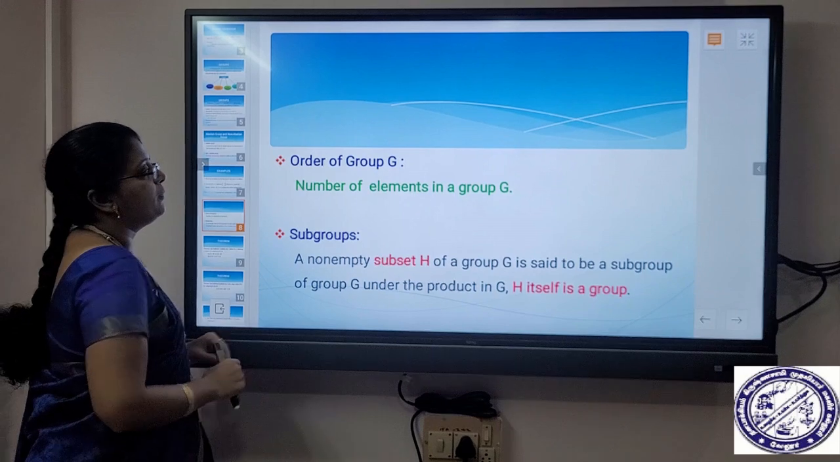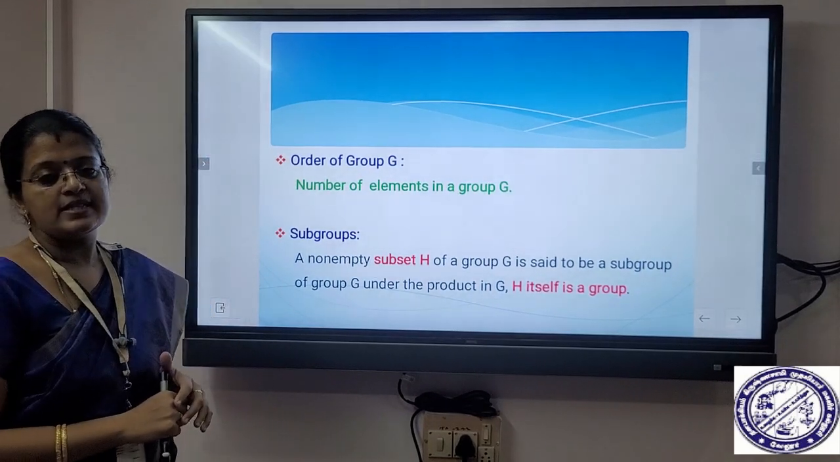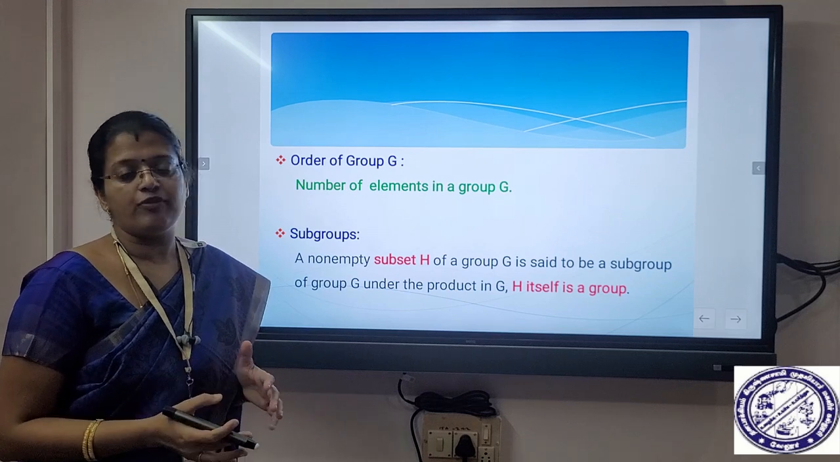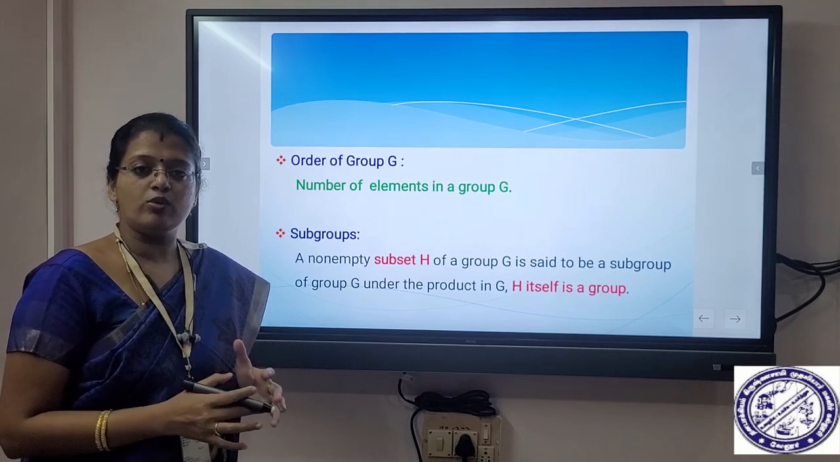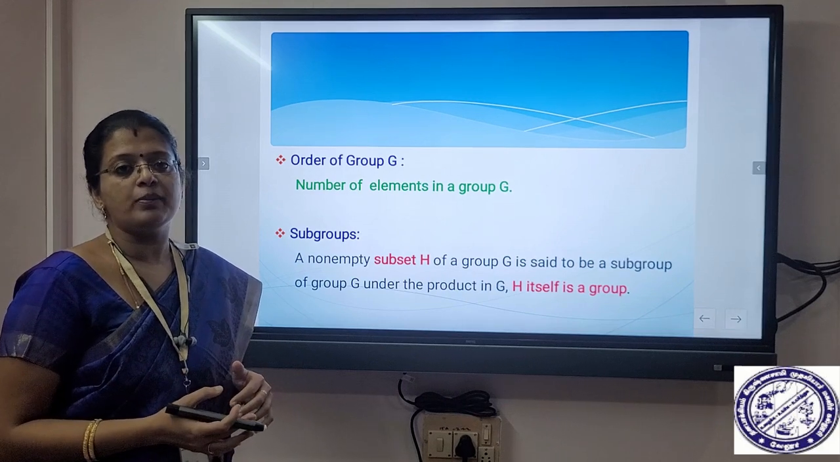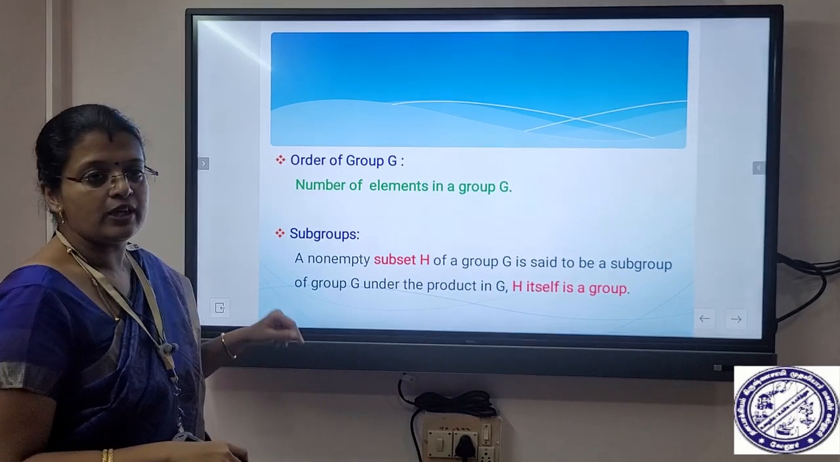Next, the order of a group. The number of elements in the group is said to be the order of the group. The groups may be finite or infinite. If the number of elements is countable, that is, if it is finite, then it is said to be a finite group. If it is not countable, then it is said to be an infinite group.